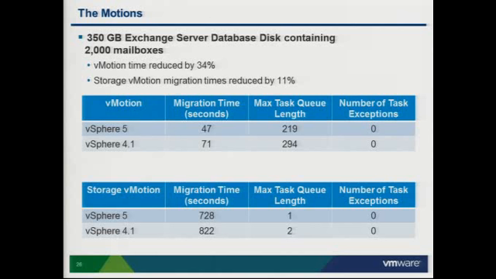In vSphere 5, we improved what I call the motions, right? vMotion versus storage vMotion. As you can see, vMotion time in vSphere 5 was reduced by 34%. Right? And part of this is because now in vSphere 5 you can send vMotion traffic out multiple NICs. That's one of the things that we improved in vSphere 5. Storage vMotion times improved by 11%. Right? We improved the efficiency and the flexibility of the infrastructure.